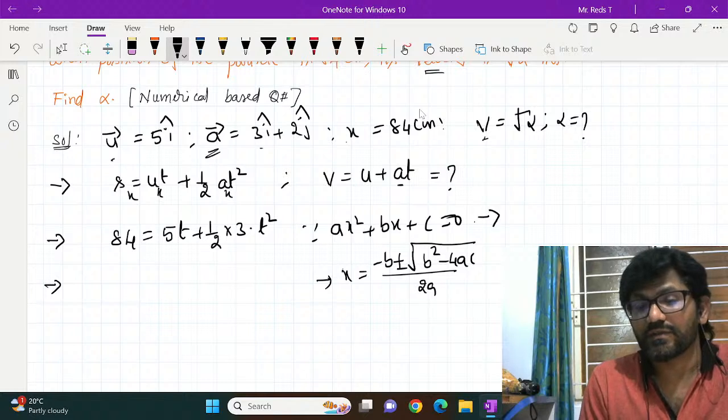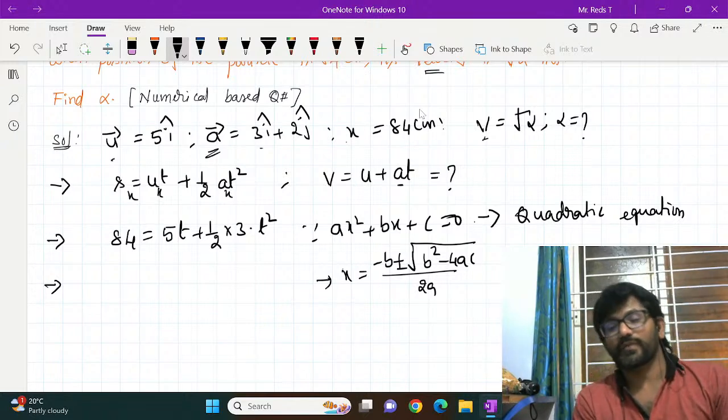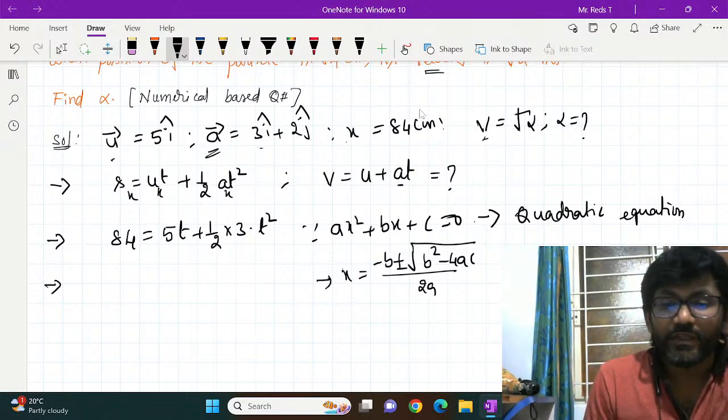This equation is called what? Quadratic equation. And the x value is called the roots of the quadratic equation. It will have both positive and negative roots.